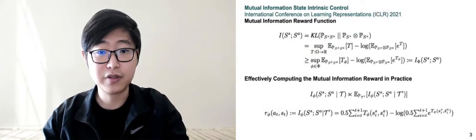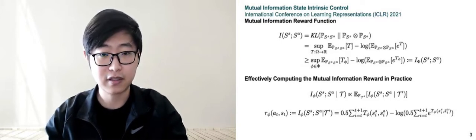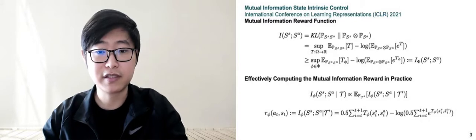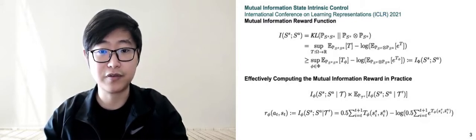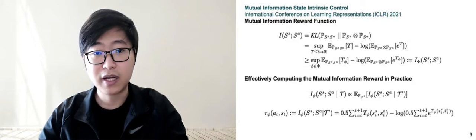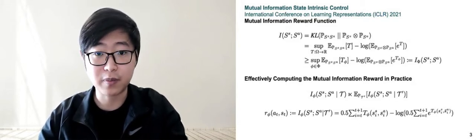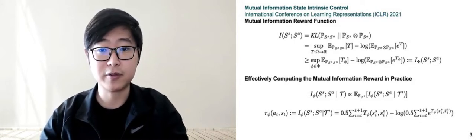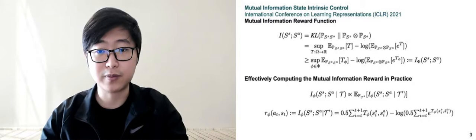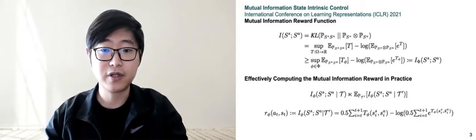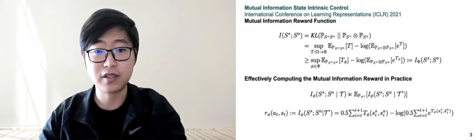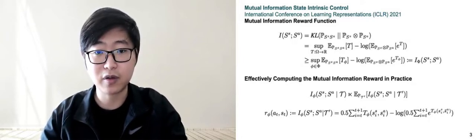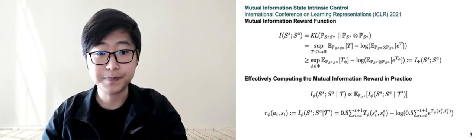We define the mutual information reward function as the MI between the agent state and the surrounding state. Agent state means the state of the agent, and the surrounding state means the state of the agent's surroundings. We can write the MI in the KL divergence form as the KL divergence between the joint probability of these two random variables and the product of the two marginal distributions. And then we can further rewrite the KL divergence into the Donsker-Varadhan form. Based on the Donsker-Varadhan form, we can derive a lower bound of the MI quantity.